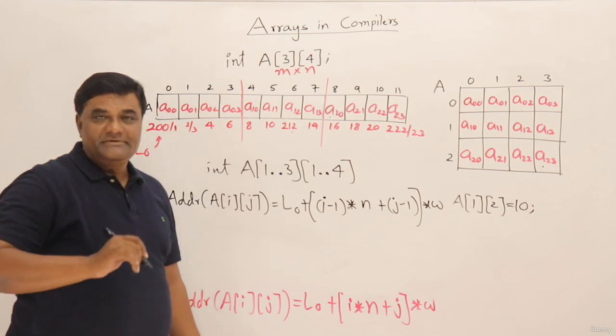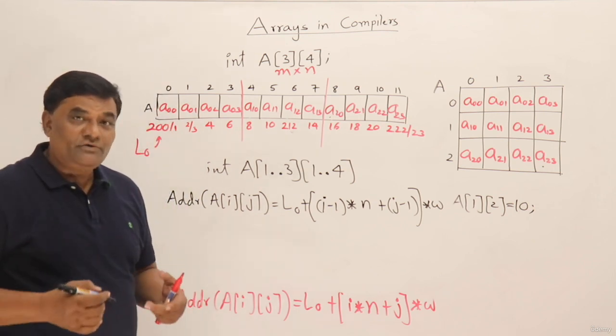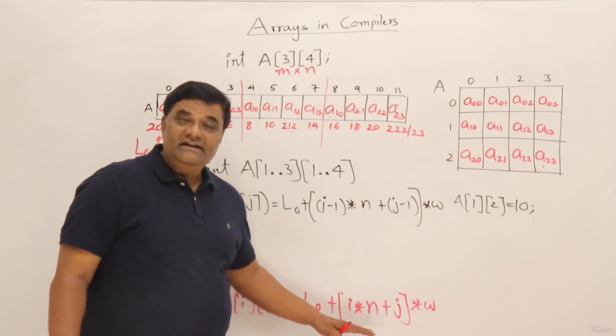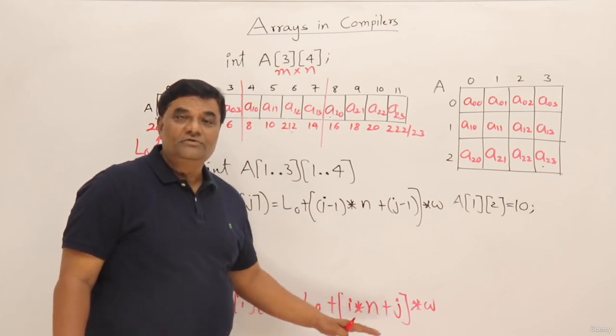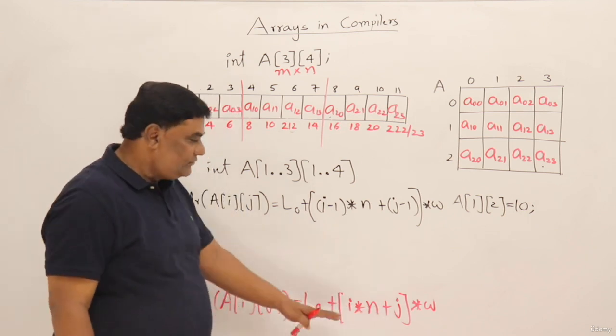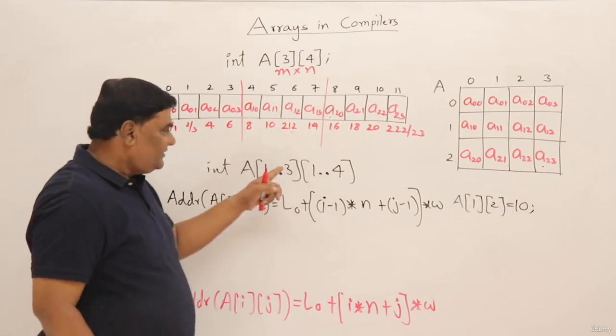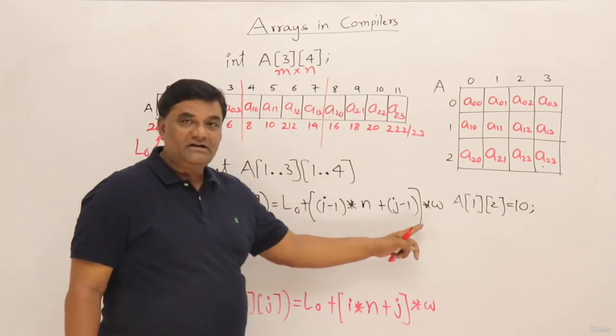In C++, array indices start from 0 only. So C++ uses this formula. C and C++ follow row major representation and they use this formula. But if any language allows indices from 1 onwards, then it has to use this formula.